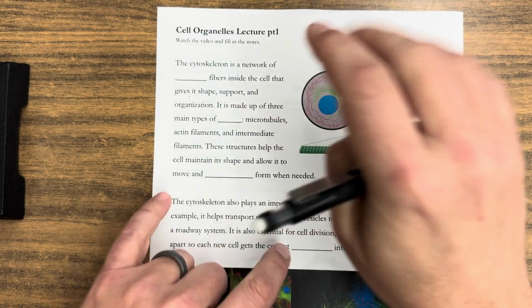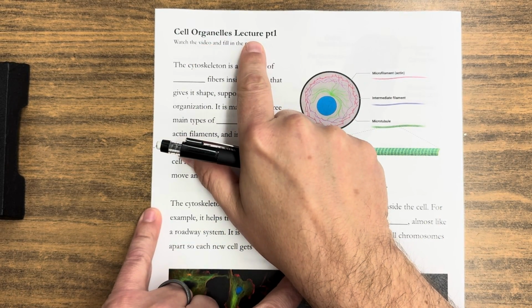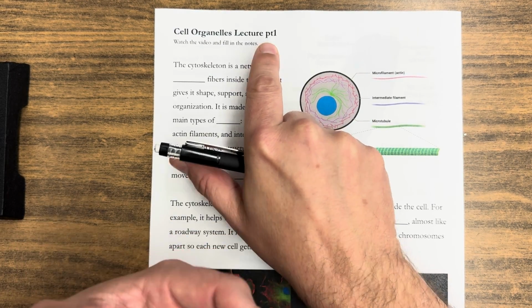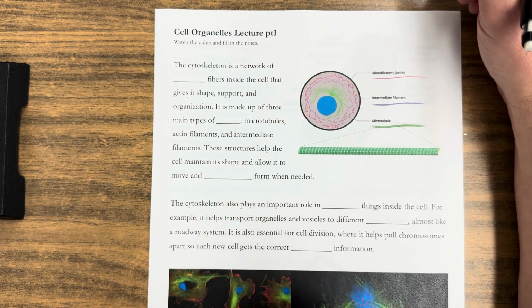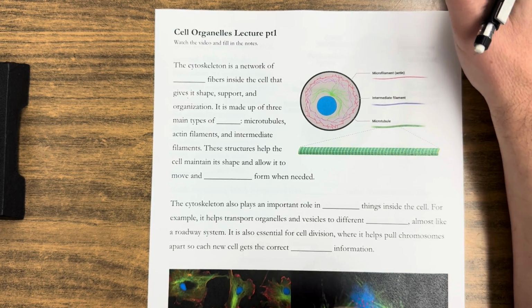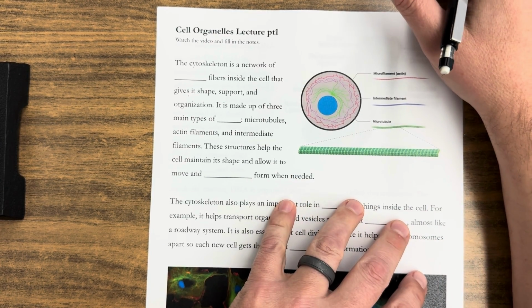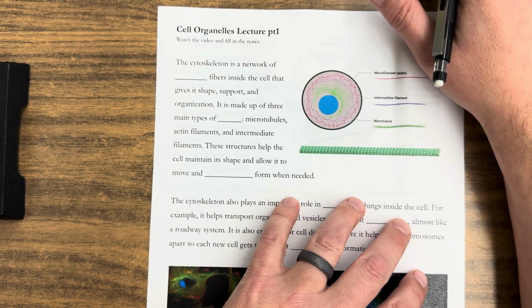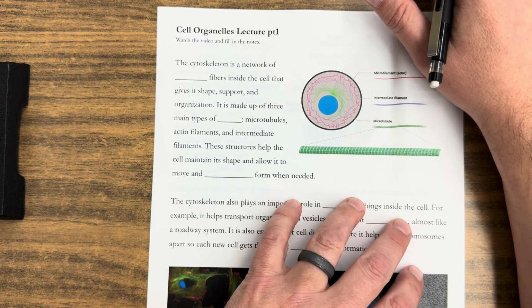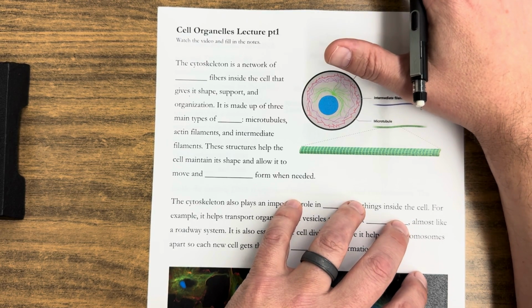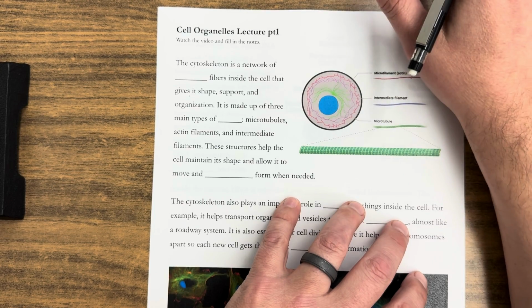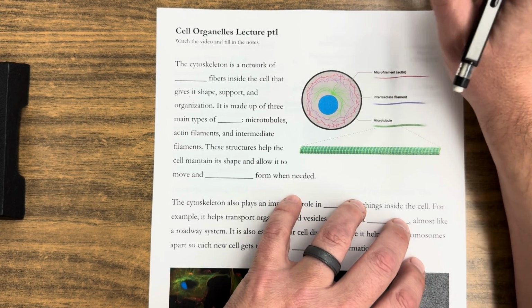Hello, today I'm going over cell organelles lecture part 1. So we're going to cover some of the organelles that we find inside cells and talk about their function. And then I'm going to have a second part to cover other organelles and their functions. There's just a lot to go over with this particular topic. So this is a general overview introduction to these parts of the cell.